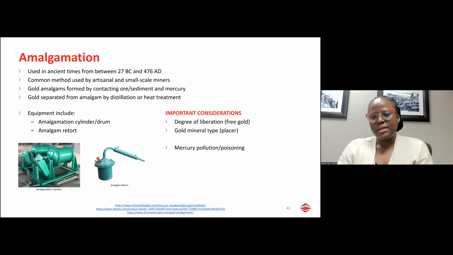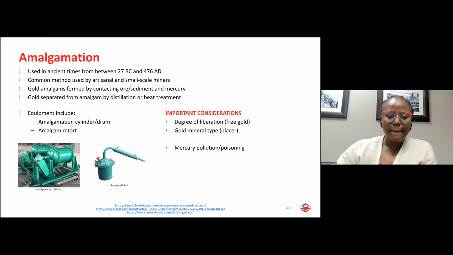Amalgamation, however, is less used in your big industrial operations, and this is because of the adverse environmental impacts that mercury has on the environment. So the typical equipment that is used is your amalgamation cylinder. That is basically where mercury is mixed with your ore, and then the amalgam retort is used to distill the mercury from your gold.